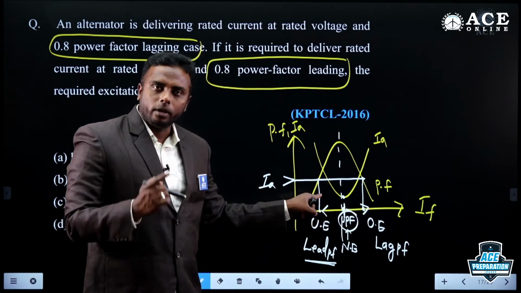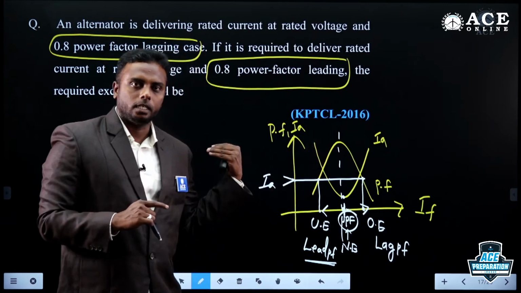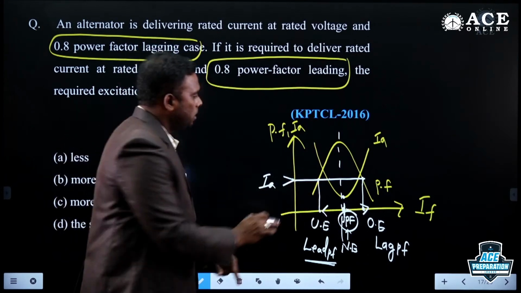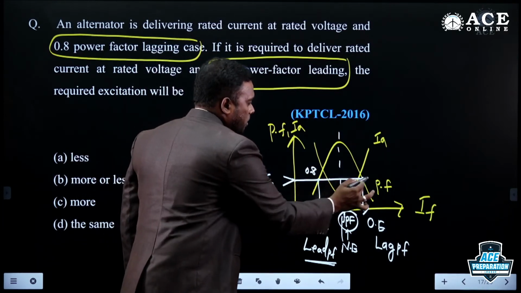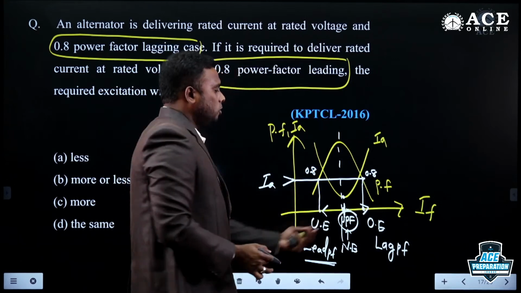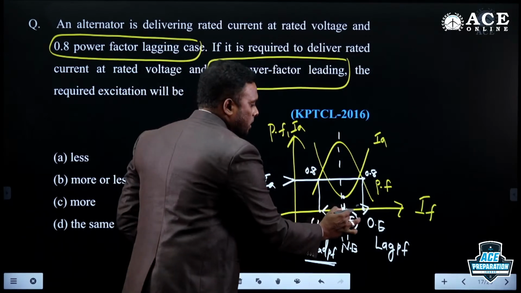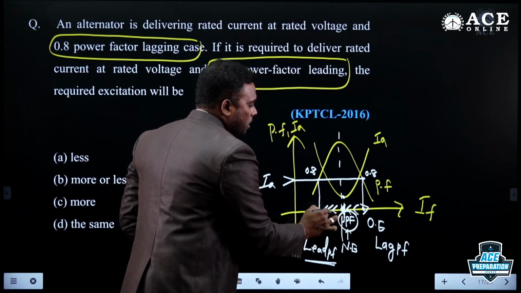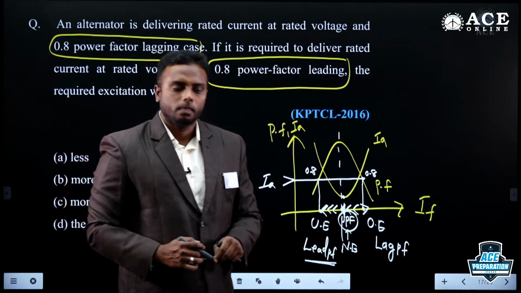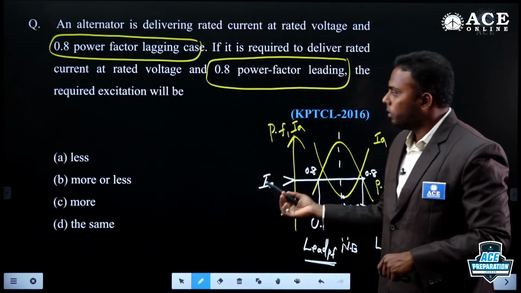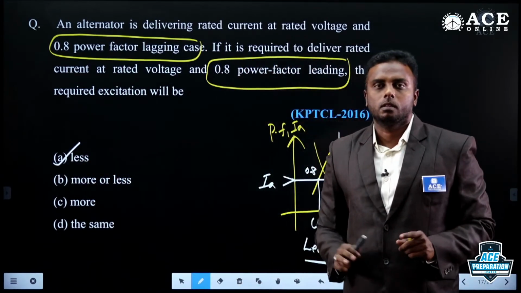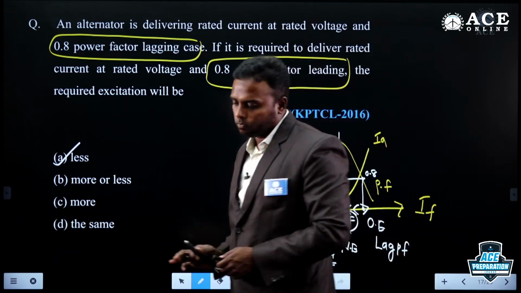If you want to operate at 0.8 leading, you need to reduce the excitation up to this point. Now it will operate at 0.8 leading. This is lagging, this is leading. So you should reduce the excitation here. Let us reduce the excitation of the alternator up to this point. Now it will operate at 0.8 lead. So what is the excitation required? We should reduce it, less excitation is required. This is directly from this graph.